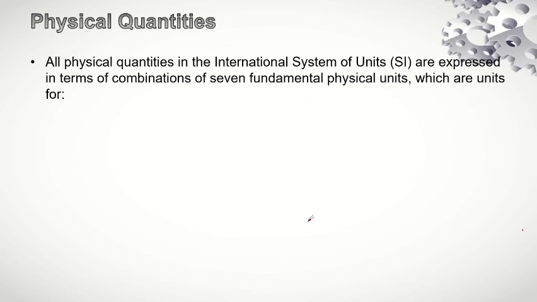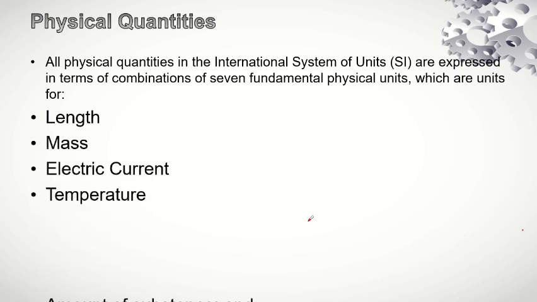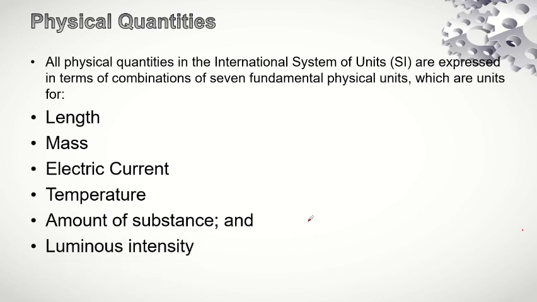Physical quantity, ito yung physical quantity. All physical quantities in the International System of Units, SI, are expressed in terms of combinations of 7 fundamental physical units, which are units for length, mass, time, electric current, temperature, amount of substance, and luminous intensity. Now, we have fundamental and derived units.